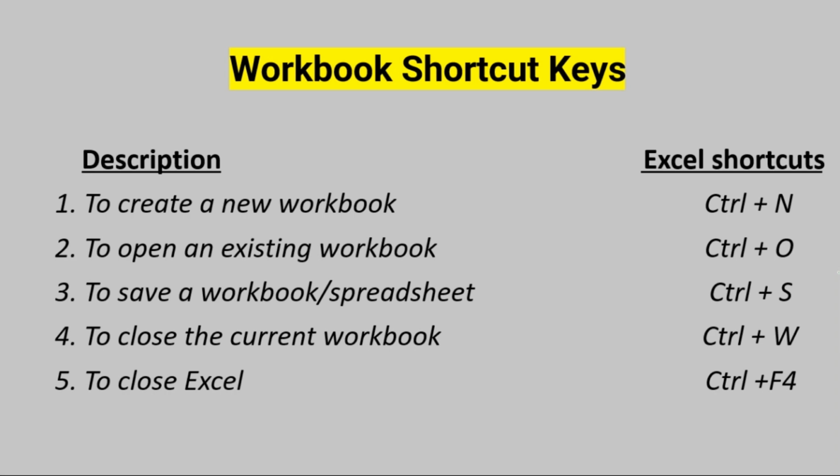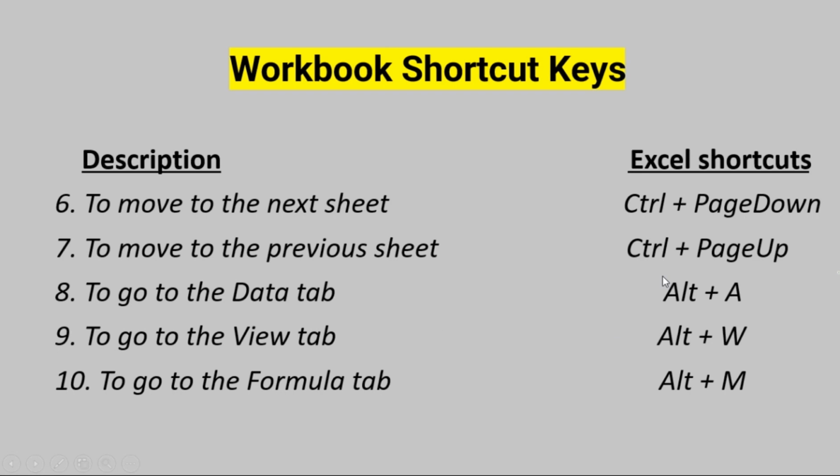In order to create a new workbook, you can use Ctrl+N. In order to open an existing workbook, you can use Ctrl+O. In order to save a workbook or your spreadsheet, you can use Ctrl+S. In order to close the current workbook, you can use Ctrl+W. If you wish to close the Excel file, you can use Ctrl+F4. In order to move to the next sheet, you can use Ctrl+Page Down. In order to move to the previous sheet, you can use Ctrl+Page Up.